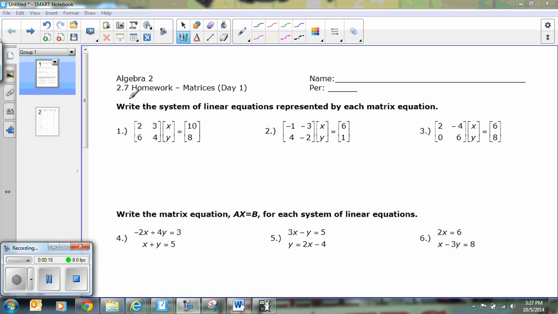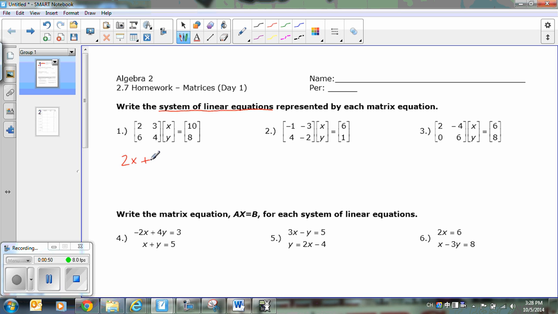The directions say, write the system of linear equations represented by each matrix equation. So in each of these numbers 1, 2, and 3, we have a coefficient matrix, a variable matrix, and then this is the constant matrix. So let's go ahead and rewrite this as a system of linear equations. So 2 and 3 are the coefficients of your first equation. So the first equation would look like this.